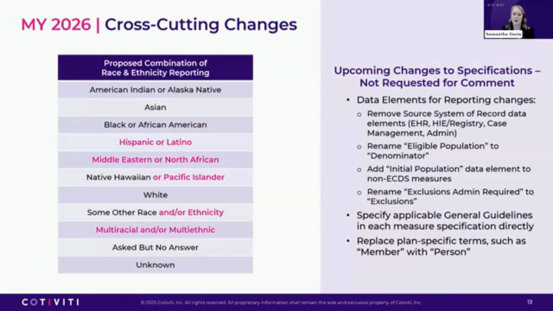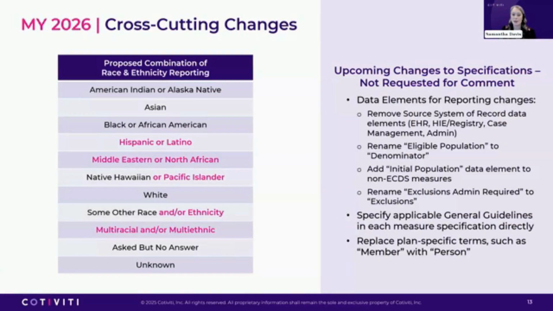To close out the proposed changes for 2026, NCQA is recommending a cross-cutting change to the reporting of member race and ethnicity. Yet another significant alteration to race and ethnicity reporting. This proposal would see the stratifications combined instead into a single stratification of race and ethnicity data into one table.